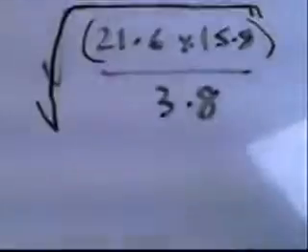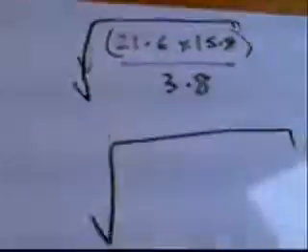So the key bits here is the square root is square rooting everything. And we've also got to work out what's on top and bottom of the fraction. So just type things into your calculator carefully. So to begin with, I'm going to work out what's on the top.